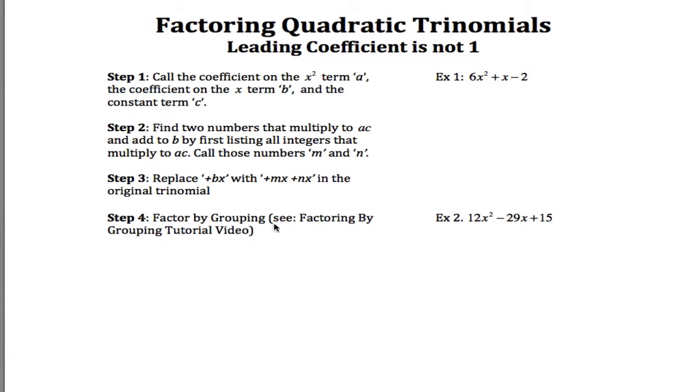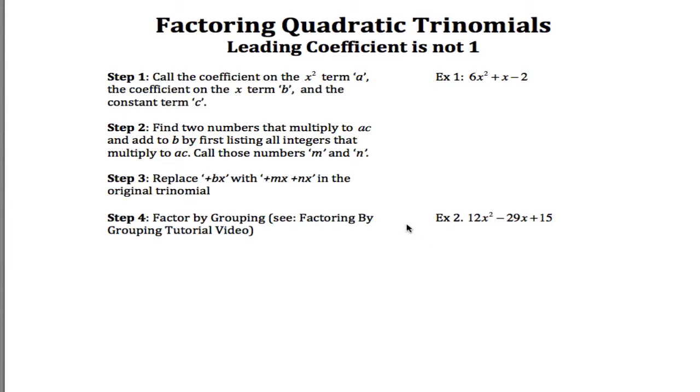All right, here's a quick video tutorial on how to factor quadratic trinomials when the leading coefficient's not equal to 1. What I mean by that: quadratic means the degree of the polynomial is 2. Trinomial means there's 3 terms here. And the leading coefficient, the number in front of the x squared term, is not 1. It's 6 here, it's 12 down here. How do you factor those?